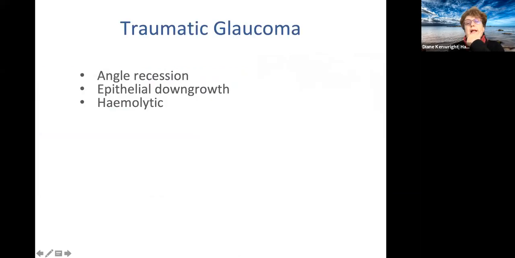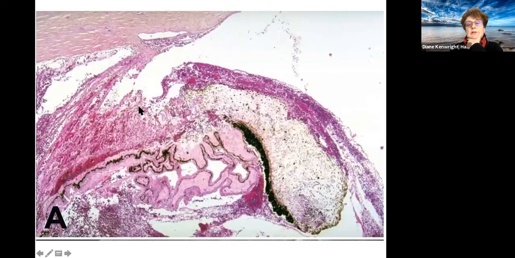Okay. Traumatic glaucoma, angle recession, epithelial downgrowth, and blood. So here we go. This is an eye. It's been traumatized. We've got a whole lot of blood here. This is the trabecular meshwork and the canal of Schlemm, and the angle should be here. And this is an acute recession, though you can get chronic recession as well.